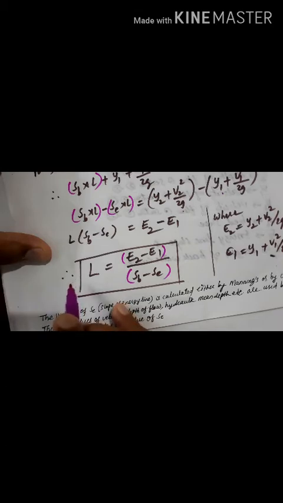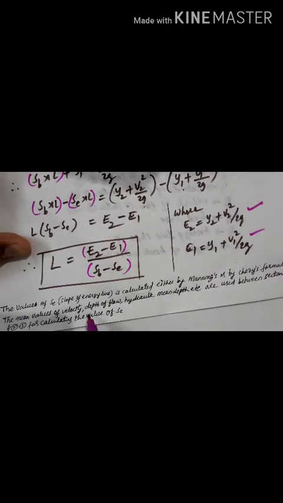Okay, this is the expression for length of backwater curve. If you want to calculate how much length the backwater is having, you can calculate energy at 2 and energy at 1. The difference of that energy divided by SB minus SE gives you the length of backwater curve.